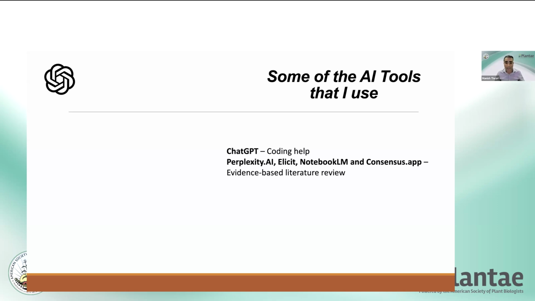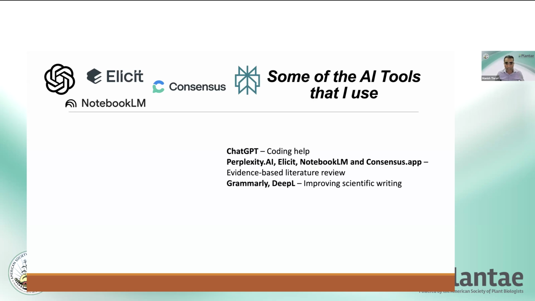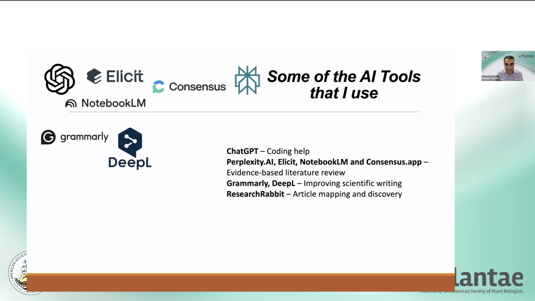And then I have several evidence-based literature review platforms like Elicit, Consensus, Notebook, Perplexity. Since I'm not a native speaker, sometimes I need programs so that I can improve my scientific writing, and for that purpose, I use Grammarly or DeepL. And then there is a program called Research Rabbit, where you can get a complete view of the mapping of the articles related to the scientific questions you have asked.